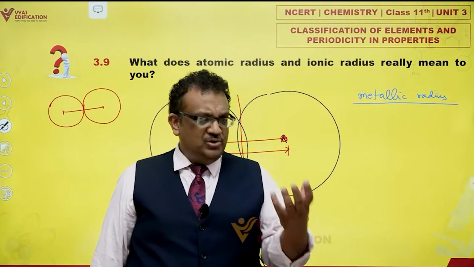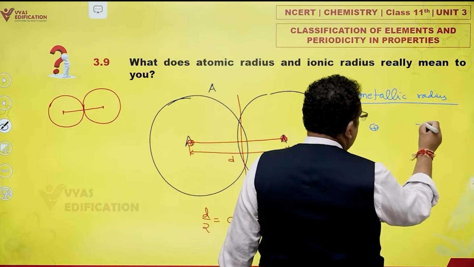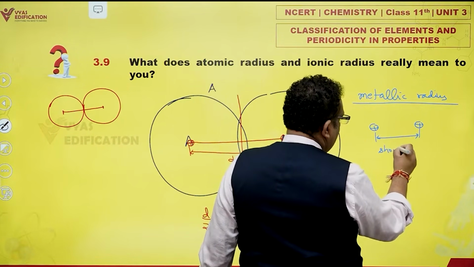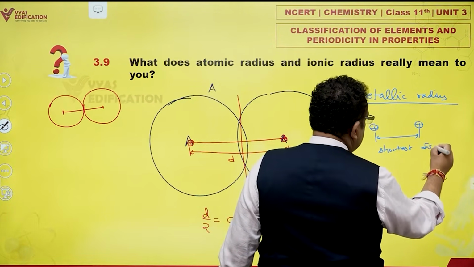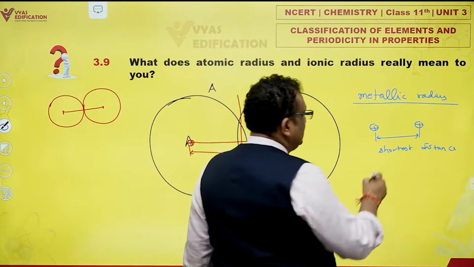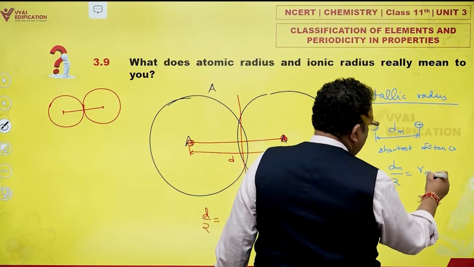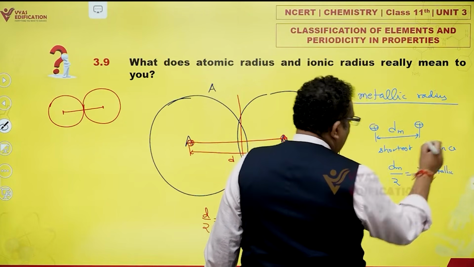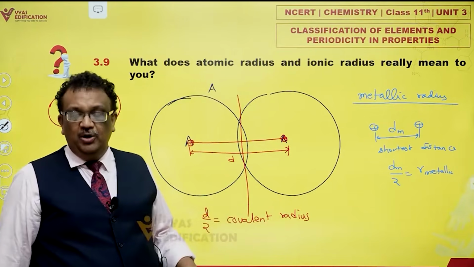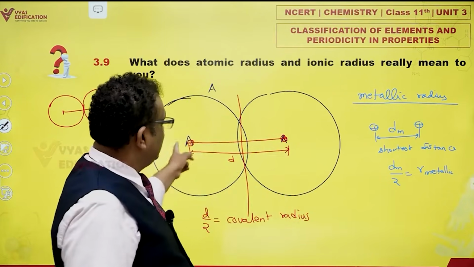For metals, you take a metal in solid state, and you determine the shortest distance between 2 nuclei. The shortest distance between 2 nuclei in solid state. And this distance dm by 2, you say, is metallic radius. So if you halve the distance between two nuclei in a covalently bonded molecule, then you say this is covalent radius. Of course, both these atoms have to be the same.